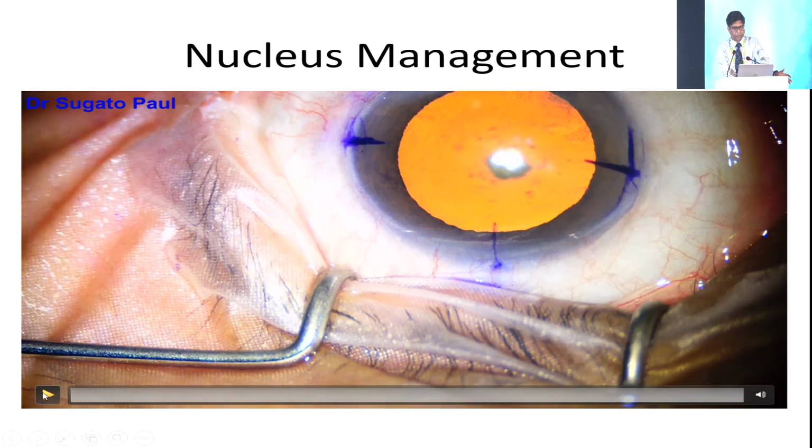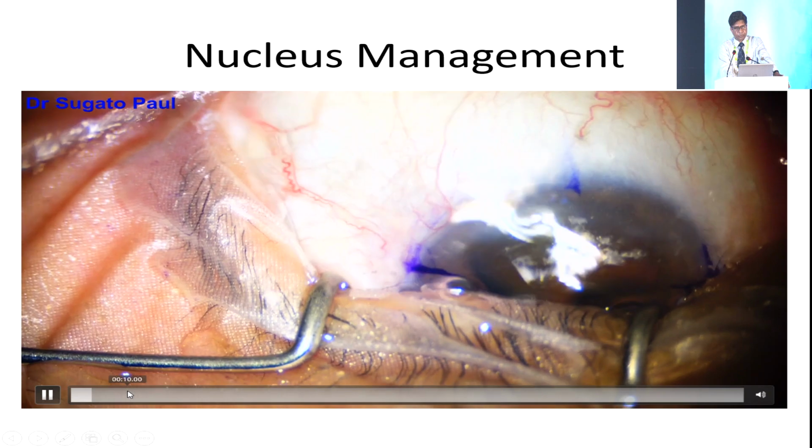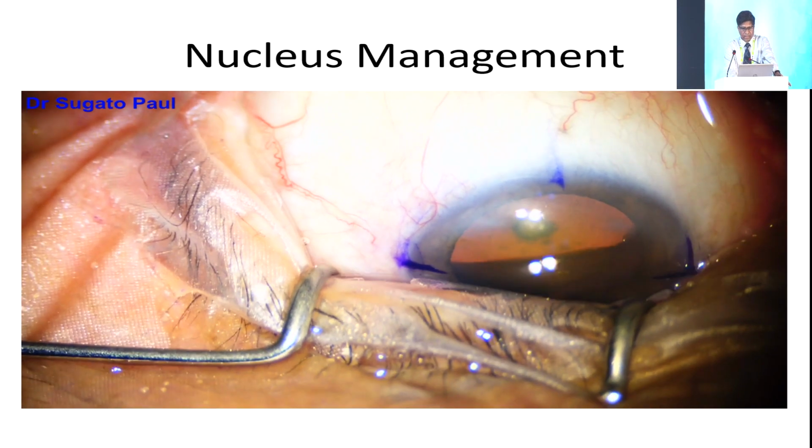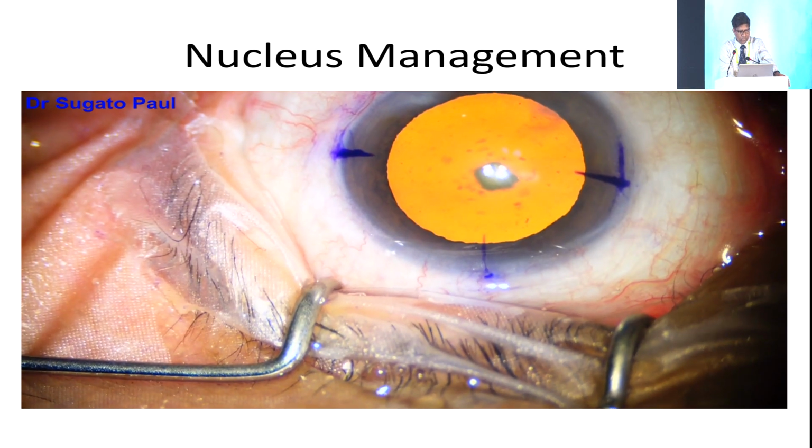Here is another case. It's a small PPC. I'll just move forward. All my cases are done under topical anesthesia, and patient's cooperation is very important. So this was the case.